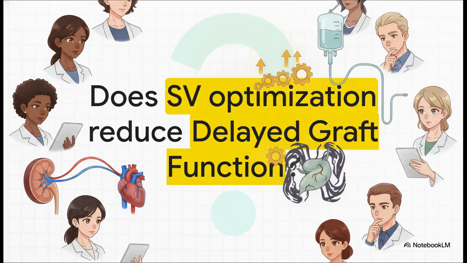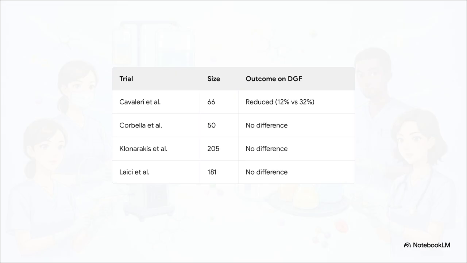But we have to look impartially at what is probably the most intellectually tense question in our field today. We know GDT improves outcomes in major abdominal surgery, sure. But does stroke volume optimization definitively reduce delayed graft function in the highly unique setting of kidney transplantation? Let's unpack the mixed evidence. While the literature is intensely divided, it's a bit of a mixed bag, isn't it?